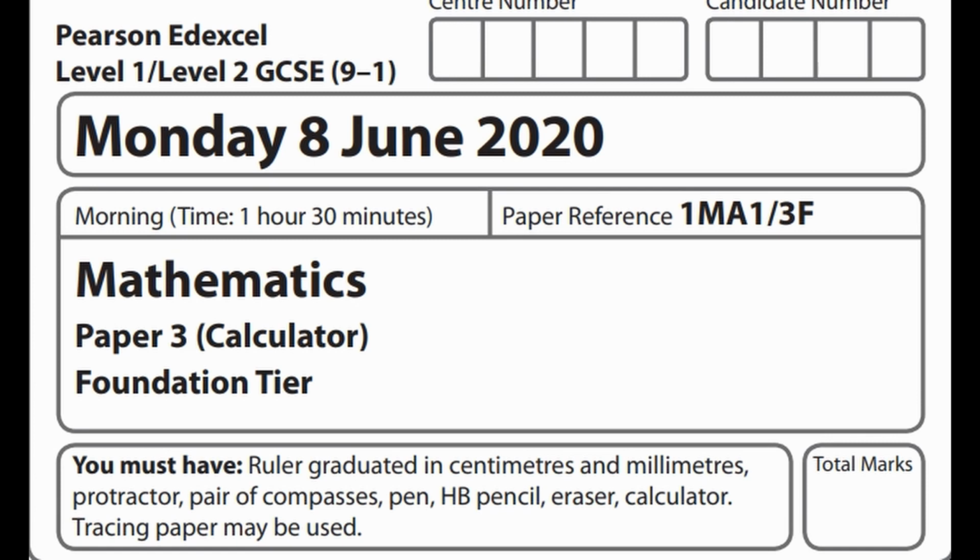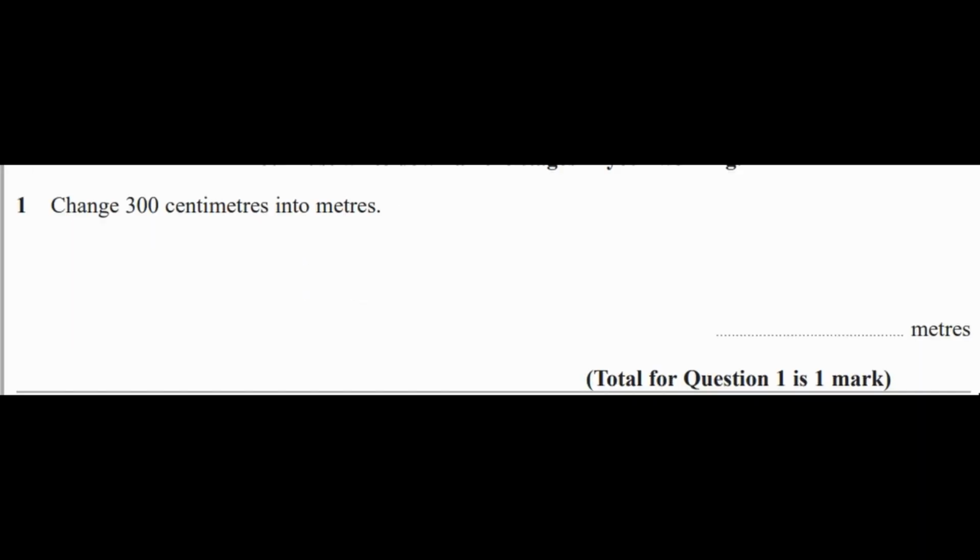In this video we are taking a walkthrough of paper 3 of the Pearson Edexcel Foundation GCSE Maths paper, originally written for June 2020. So let's make a start with question 1. It is asking us to change 300 centimetres into metres. We simply need to know that there are 100 centimetres in a metre, so 100 centimetres equals 1 metre. Therefore, this question has 300 centimetres, so the answer is 3 metres.